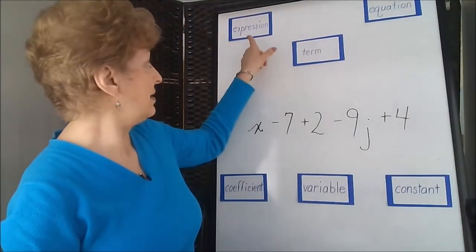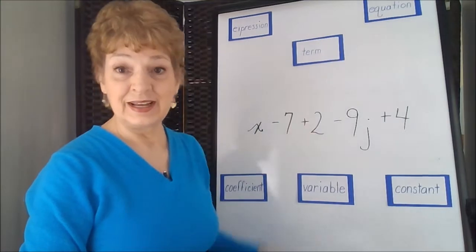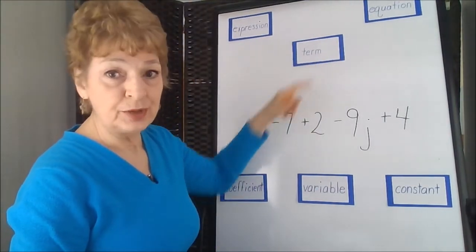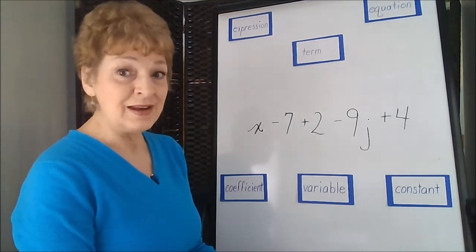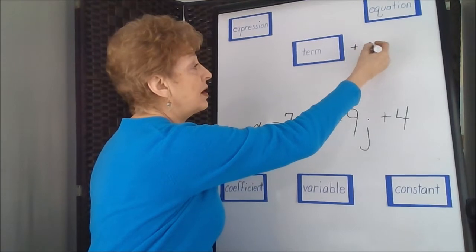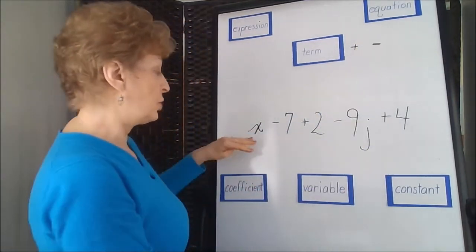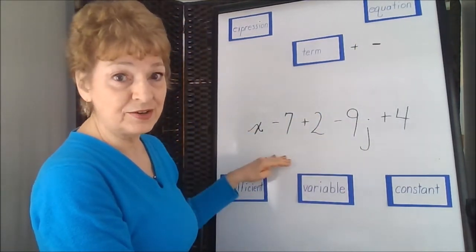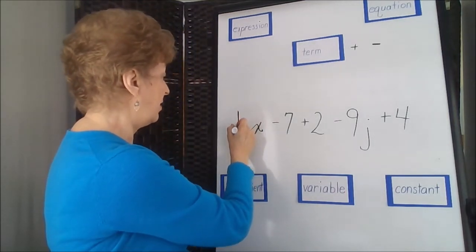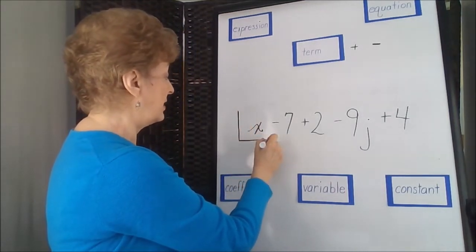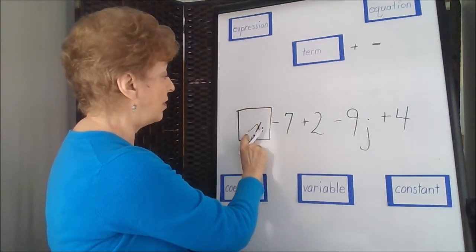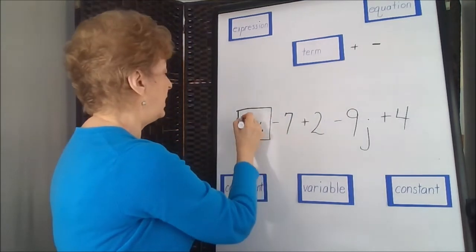Polynomials in expressions or equations can get quite long. We have to look at each term individually. The way we find a term is to look for either our positive or our negative signs between the numbers and letters. In this case, I'm starting here. X is a term. It has no sign before it, so it's understood to be positive.